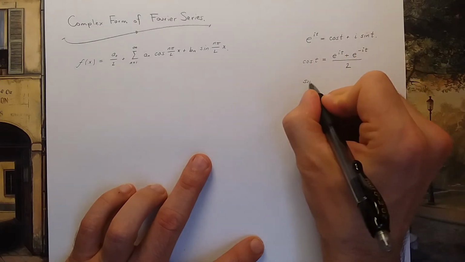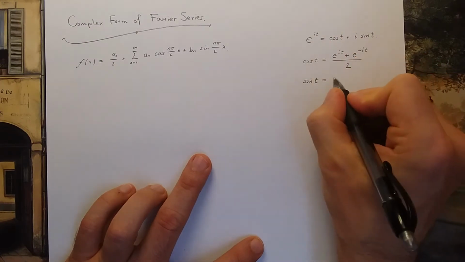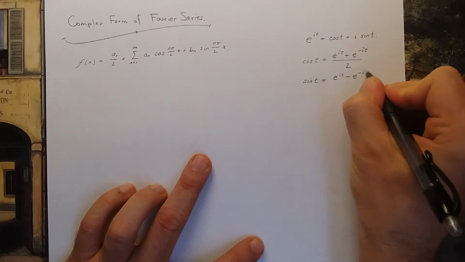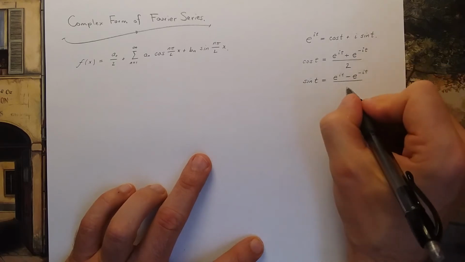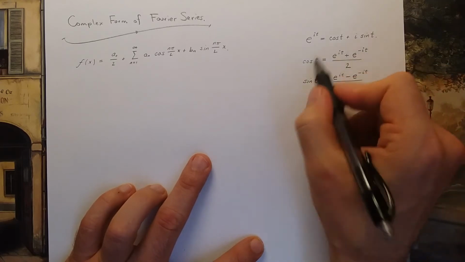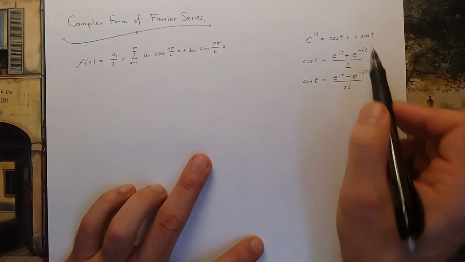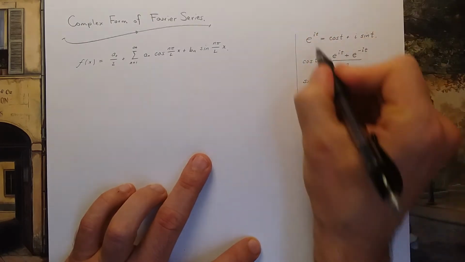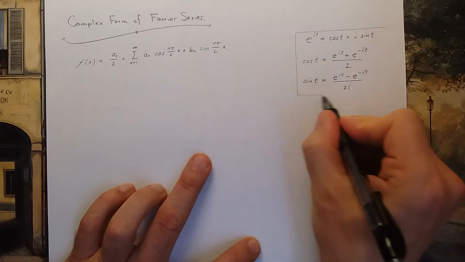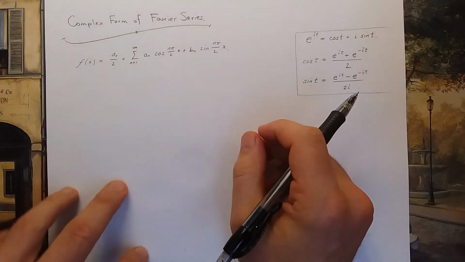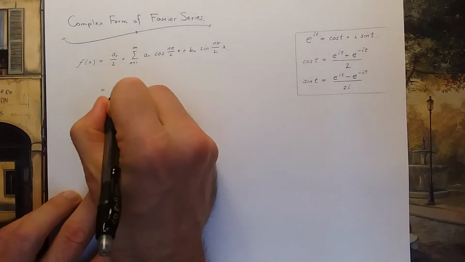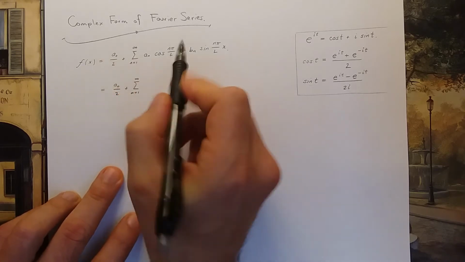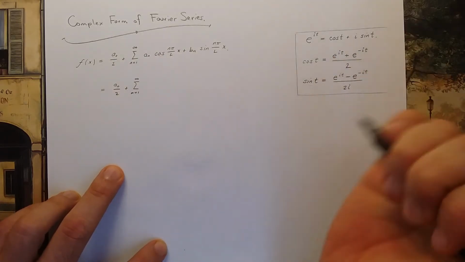And similarly, sine t is equal to e to the it minus e to the negative it divided by 2i. So doing similar logic, starting with Euler's formula, you can get this expression for sine t. So I'm going to use these facts and rewrite my Fourier series. I still have this constant, a0 over 2 in front, but now I'm going to write things down where cosine is replaced with this identity and sine with that identity.